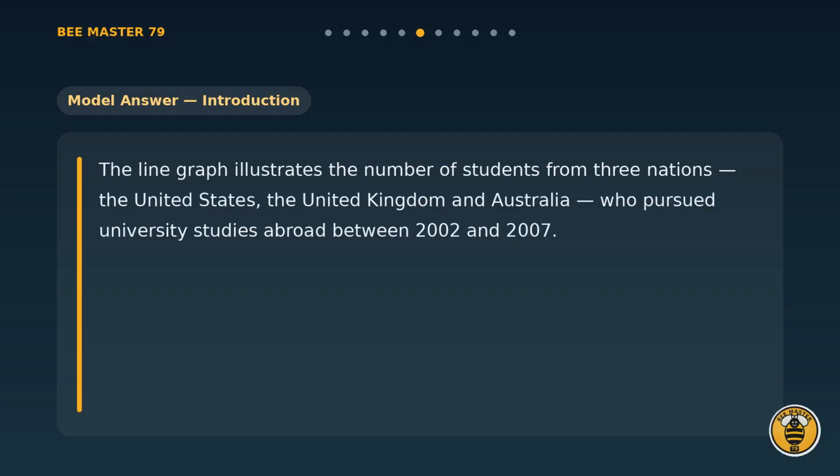The line graph illustrates the number of students from 3 nations, the United States, the United Kingdom and Australia, who pursued university studies abroad between 2002 and 2007.